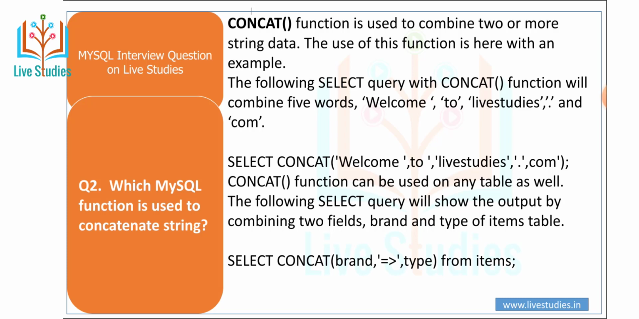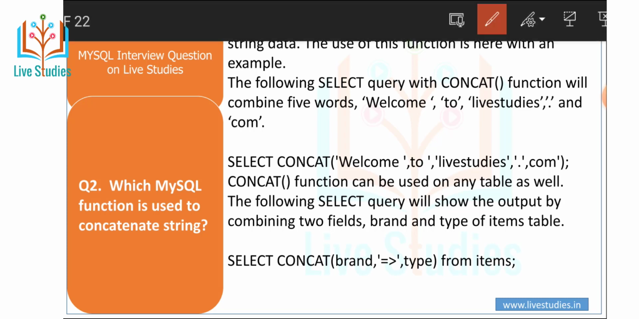The CONCAT function can be used on any table as well. The following select query will show the output by combining two fields, brand and type of the item table, like this. Okay, meaning select concat brand and type from item.